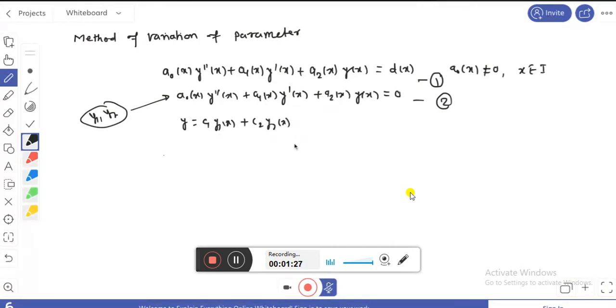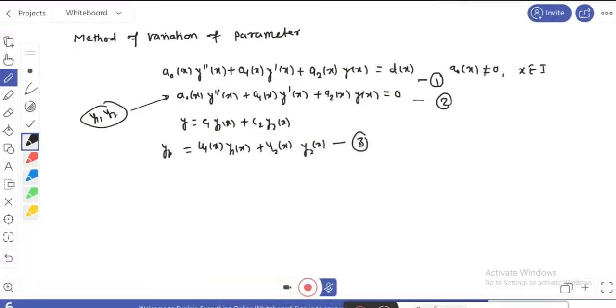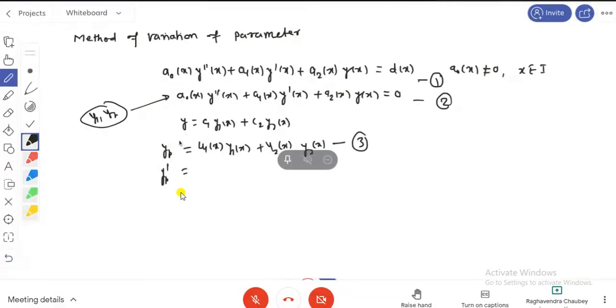And if we suppose this is a general solution, and we take c1 and c2 as parameters which depend on x, then in that case your particular integral looks like y_p equals u1 y1 plus u2 y2. Say this is equation number three. That part is already done, and this satisfies equation number three. So here you can find the differential of this part, which you can find easily.